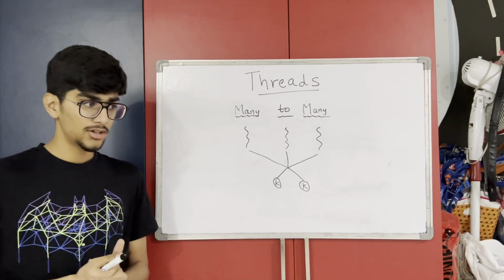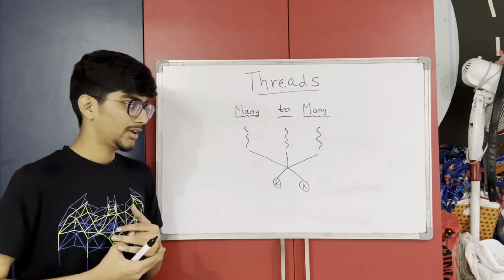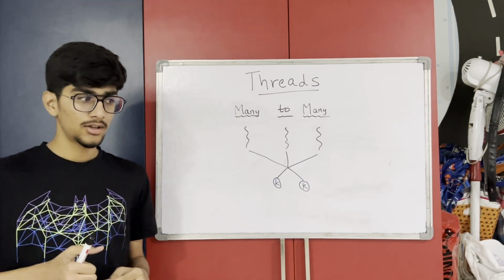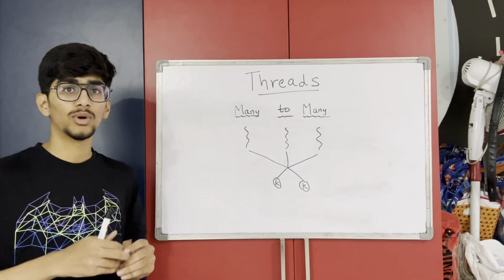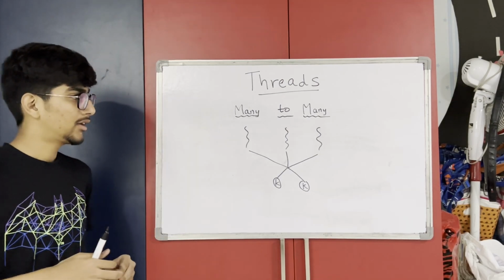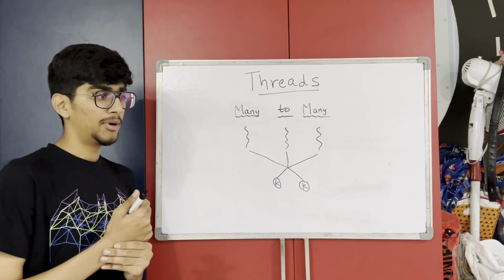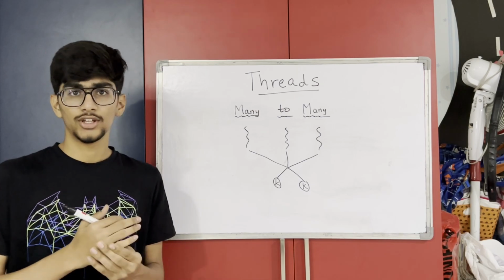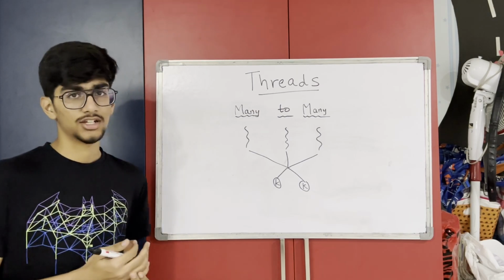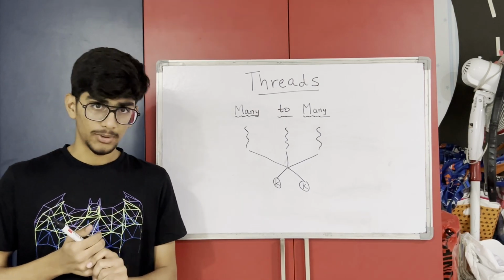Before we go any further, let us recap the shortcomings of the first two models. In the many-to-one model, we could not achieve true concurrency because the processor could only schedule one thread at a time. And in the one-to-one model, we achieve true concurrency, but the programmer is limited to the number of threads he or she can use while making the application. But in the many-to-many model, we solve both of these shortcomings.